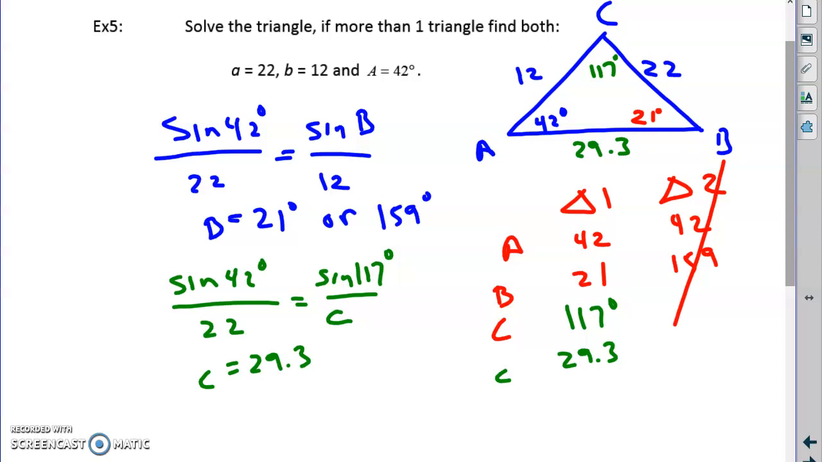Work on today's problems, get a little bit of practice on that. Tomorrow is law of cosines.